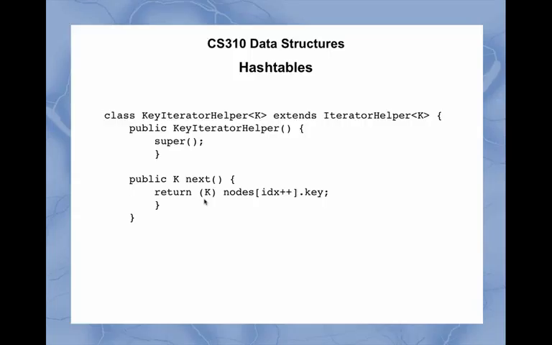Here's the value iterator helper. This does the values. Note that the array is sorted in the abstract class in the iterator helper. And because you have the keys and the values together in the same wrapper, you again have one line of code to implement the value iterator helper.